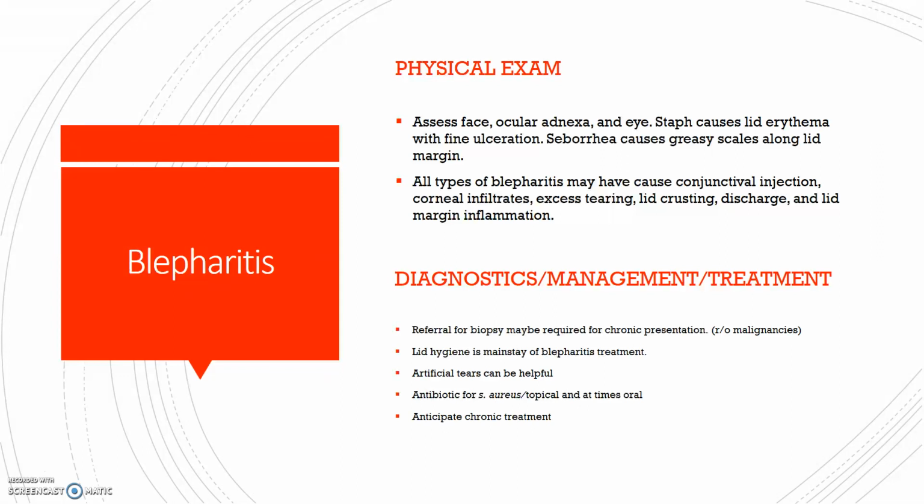Antibiotics for Staphylococcus aureus can be delivered topically and at times orally when you're dealing with the chronicity or the severity of it. And generally you'll see tetracycline or doxycyclines being used. It just depends on the client. Anticipate chronic treatment. This is generally something that takes months to years to eliminate.